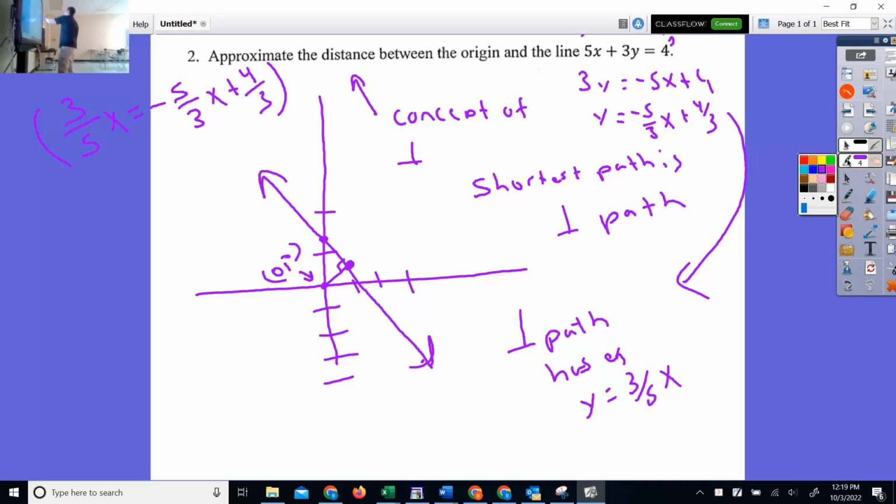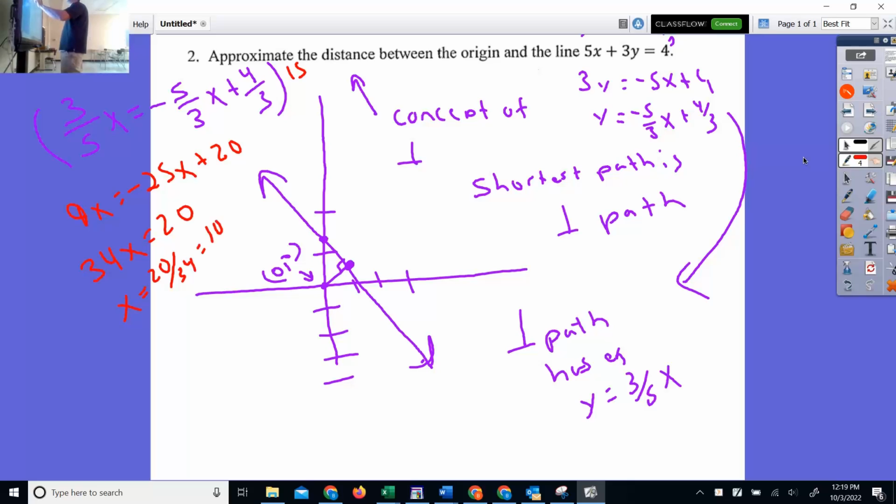Probably should use a different color than purple. By 15, the front piece becomes a 9x. The middle piece becomes a negative 25x. And the last piece becomes a 20. And x is on one side, numbers on the other. If I add 25 and 9, I get 34. So 34x is 20. Divide by 34, I've got 20/34ths. Both even, 10/17. What an ugly value for x. 10/17. All right, I have x.